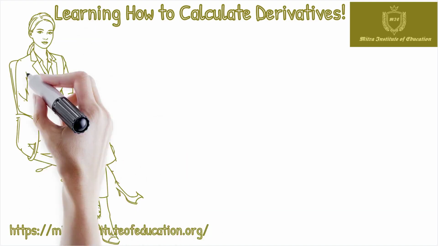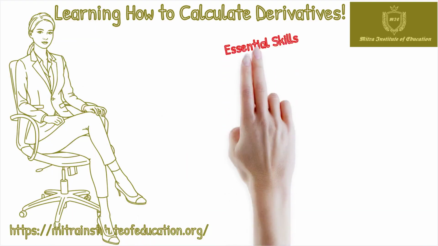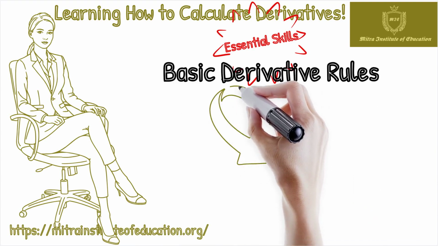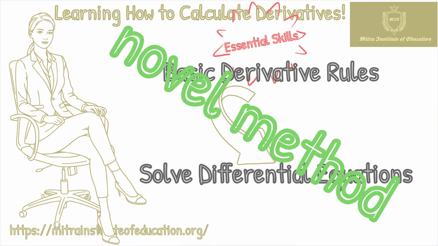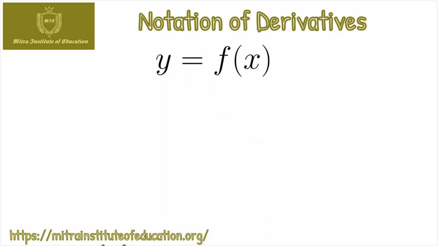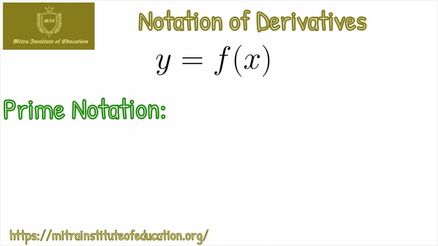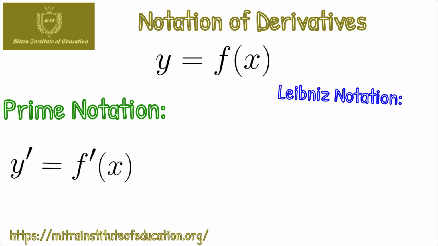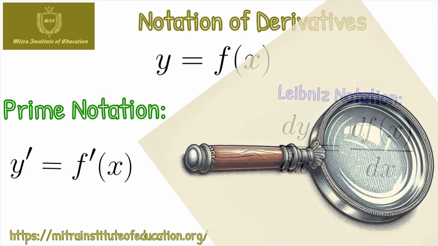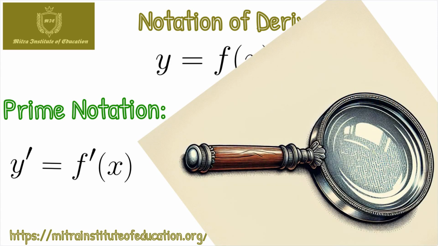We won't be diving deeply into derivatives today. Instead, we'll focus on equipping you with the essential skills to comfortably compute the derivatives required for solving differential equations using our novel method. There are two main ways to write the derivative of y equals f of x. Prime notation: y prime is equal to f prime of x. Leibniz notation: dy over dx is equal to df of x over dx, which represents the rate of change of the variable y with respect to the variable x. We will primarily use prime notation, but it's important to recognize Leibniz notation when you encounter it.